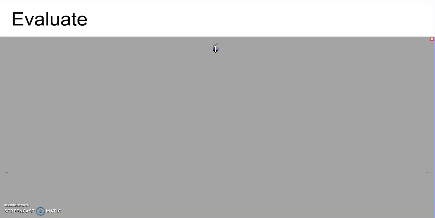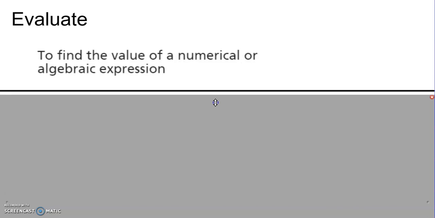Now, you're used to hearing the word evaluate as to solve. It's to find the value of a numerical or algebraic expression. Don't worry about algebraic expressions now. We will work with them later on in the year. But right now we're looking at numerical expressions. So basically, evaluate means to solve, to find the answer. That's what we will use from 5th grade up. Instead of the word to solve, it'll say to evaluate.